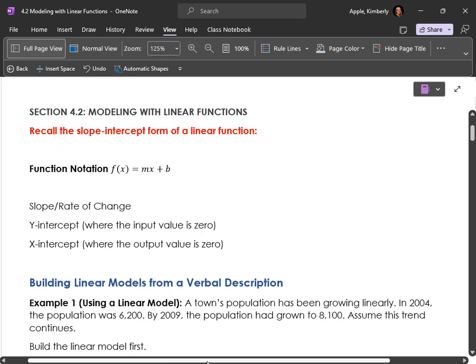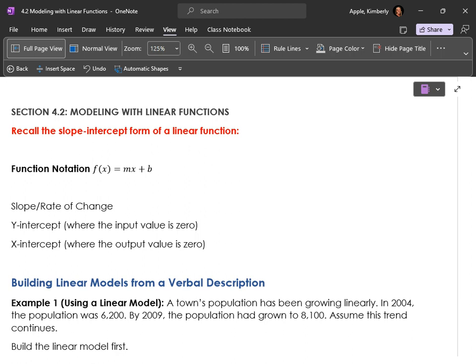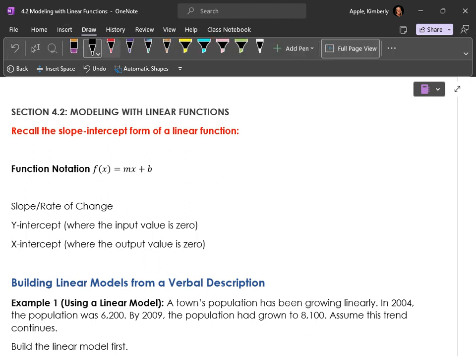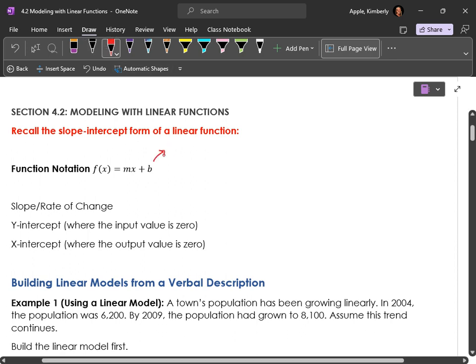Right, so this is section 4.2, modeling with linear functions. And so the first thing, remember the slope-intercept form of a linear function. So we have f of x equals mx plus b. So just as a reminder, b is the y-intercept. And that's where the input value is 0.